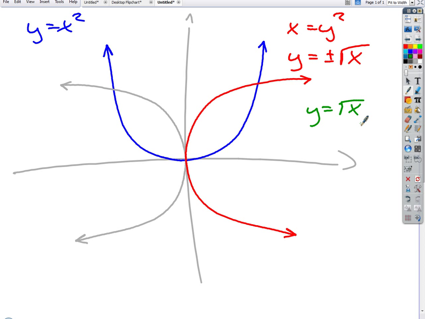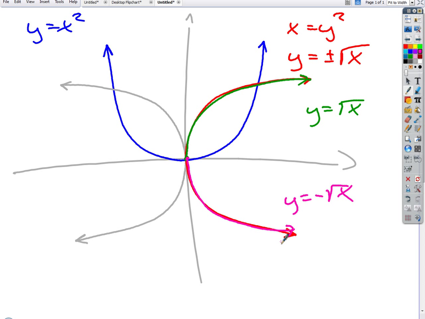You're going to get the top part. That's right. Y equals plus the square root of x looks like that. If I graph y equals minus the square root of x, I'm just flipping that over the x-axis, and there's the bottom. So that's really pretty cool that it does that.